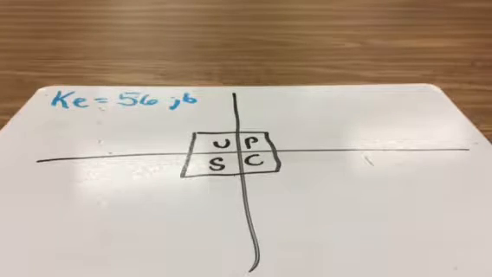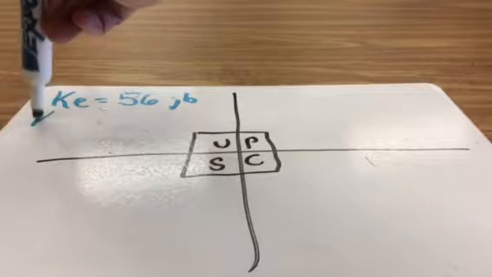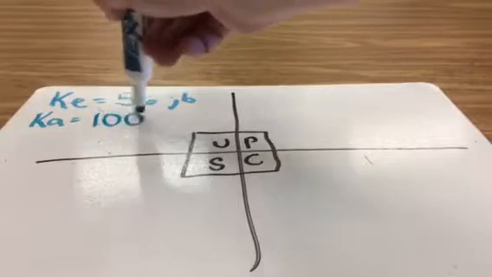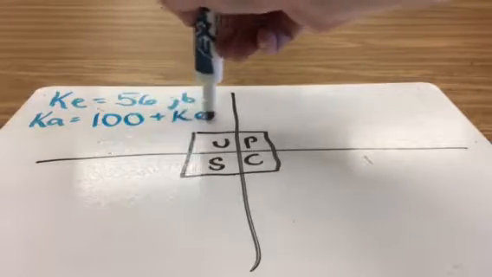Third sentence, Kayla had 100 more than Kennedy. So I'm going to say Kayla, which is K-A, has 100 more than Kennedy. So I'm seeing in there the word more. And in order to get more, I know that between addition and subtracting, if I'm getting more, I need to add. So 100 more than Kennedy.